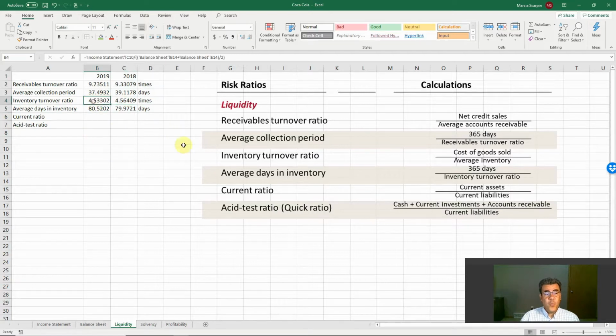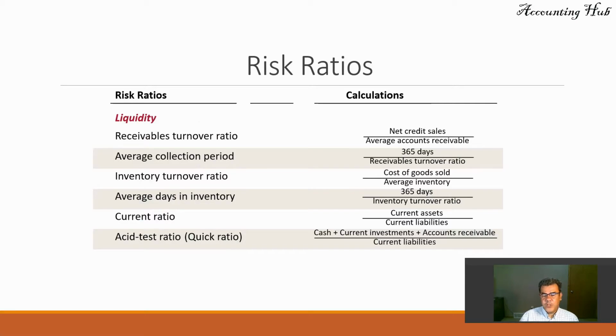So here, we renew our inventory 4.5 times per year. So our soda stays 80 days in inventory. That is not a huge number because we are combining raw materials, work in process, and finished goods. So all of my production and selling is 80 days, and 79 days in 2018. So they are almost the same. And then maybe the two most important ratios that we have.